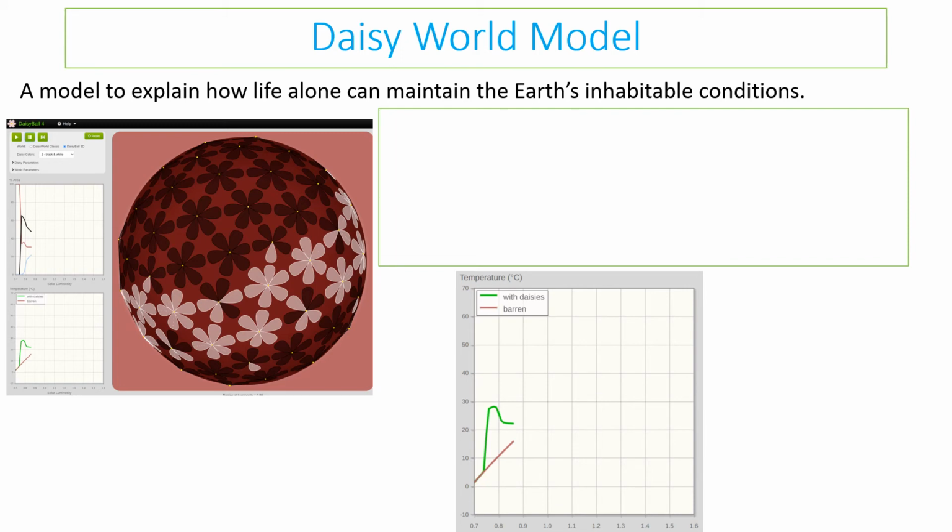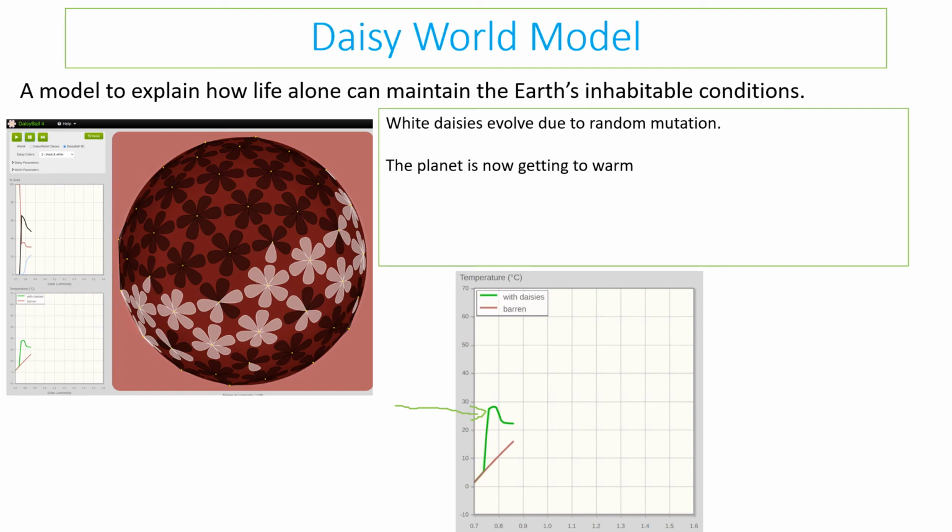Over time, a mutation occurs, and white daisies evolve because they outcompete the other ones. The reason they outcompete the other ones is that white daisies reflect heat. So as the Earth's temperature starts to get high, and you can see here with just black daisies, the Earth's temperature hits a peak just below 30 degrees, starting to get too warm. The white daisies are able to survive because they reflect the heat.